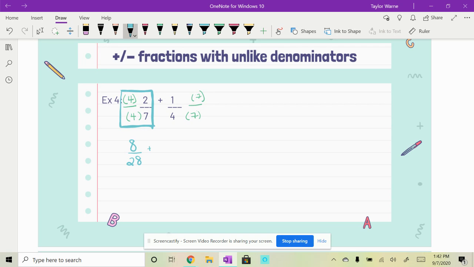We're going to bring down our plus sign. And now we are going to focus on the second part of this, which is 1 times 7, which is 7, divided by 7 times 4, which is 28. And we now have a common denominator. Add straight across. 8 plus 7 is 15. And 28 is our denominator. Check to see if you can simplify, and in this case, you cannot. So we have 15 divided by 28.